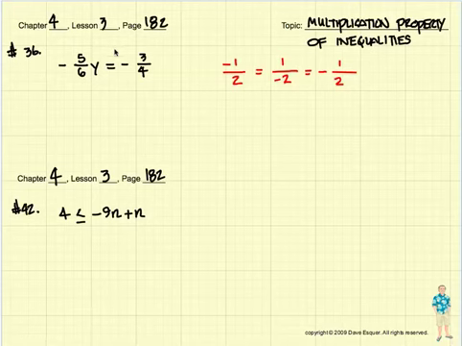Chapter 4, Lesson 3 is on page 182. We're going to be doing the multiplication property of inequalities. Yesterday we did the adding and subtracting. Today we're going to do the multiplying and dividing.